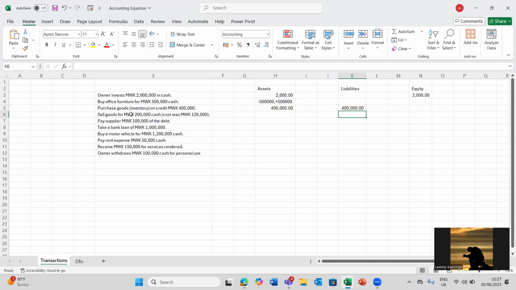Then we come to sale of goods for 200,000 cash. Sale of goods for 200,000 cash. So when you sell goods, what happens?